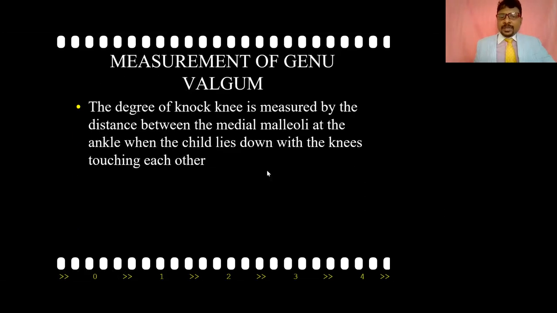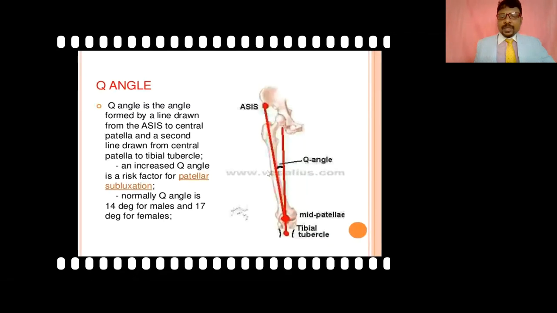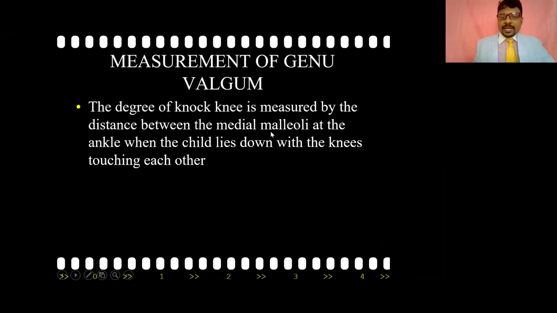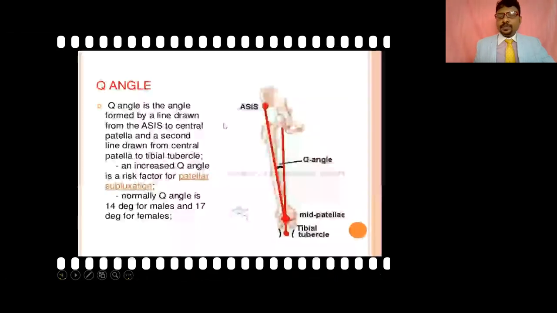And also the measurement of genu valgum. We have to measure the distance between the two malleoli, between the right and left, to see how much distance there is. According to that, we can measure the genu valgum. The Q angle is also very important while assessing genu valgum and varus. It is the angle from the ASIS to the middle of the patella and from the middle of the patella to the tibial tubercle. This should be 14 degrees in males and 17 degrees in females. If there is any alteration, it may increase the abnormalities.